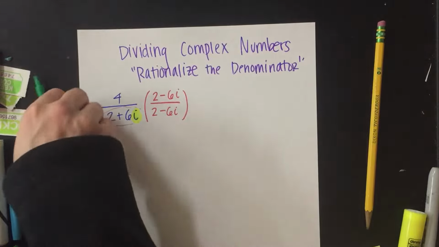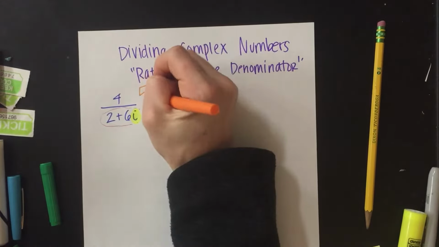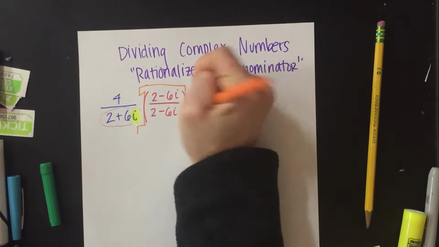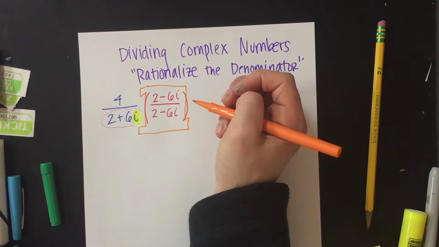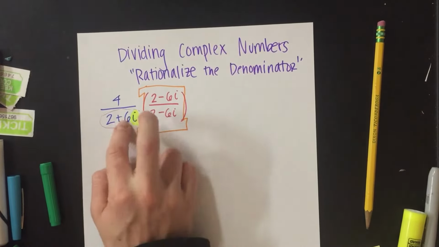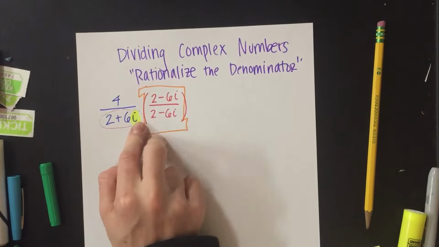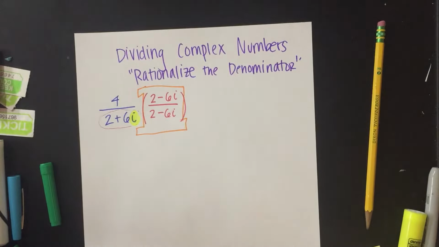The reason I'm allowed to do this is really all I'm doing here is multiplying by a very strange looking number 1, because this is really just multiplying by the number 1. So I'm not actually changing the value of my fraction at all. And the reason I do this is because when you multiply conjugates, the imaginary number goes away. So there won't be an imaginary number in the base in a moment.